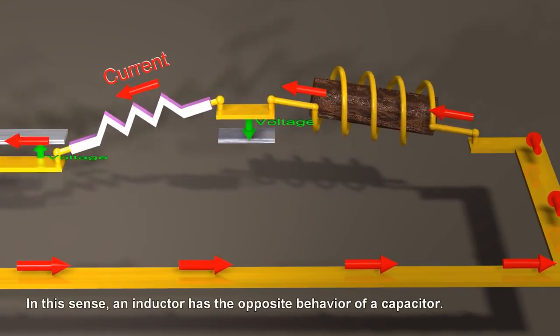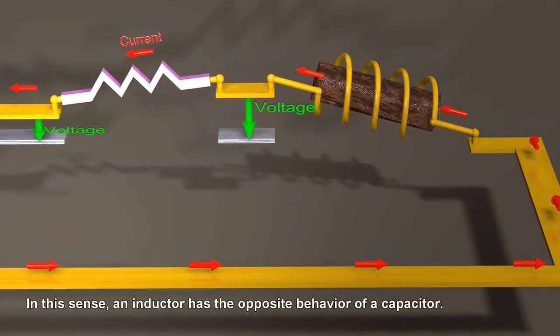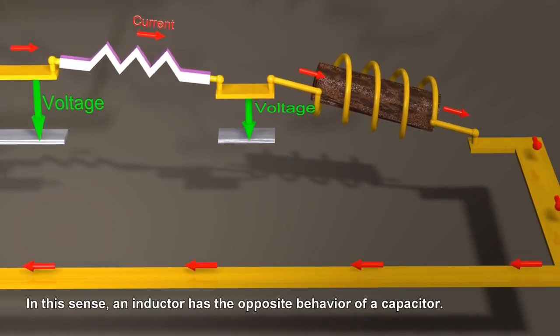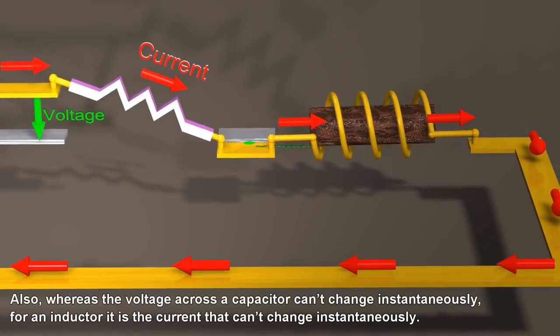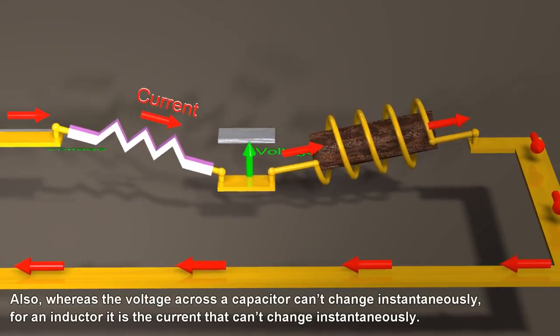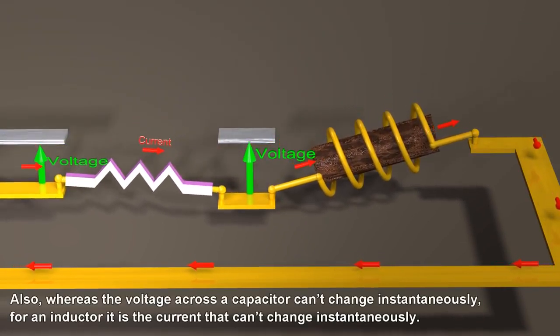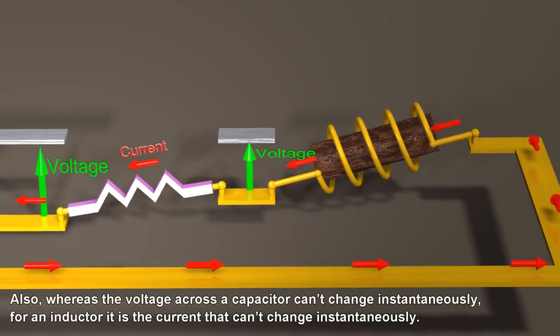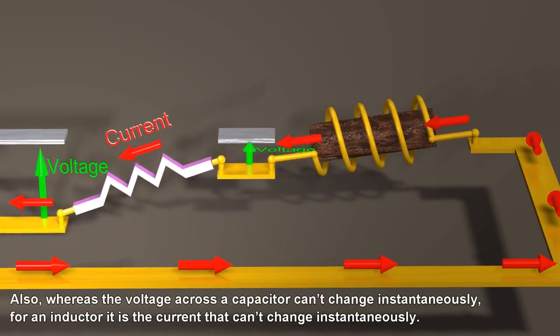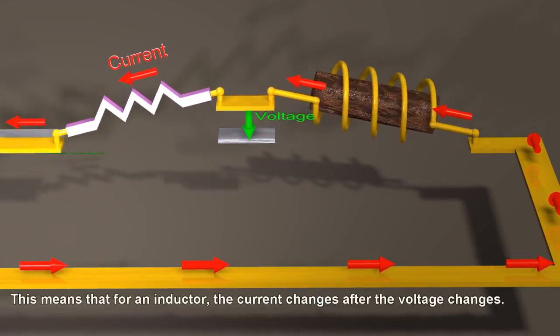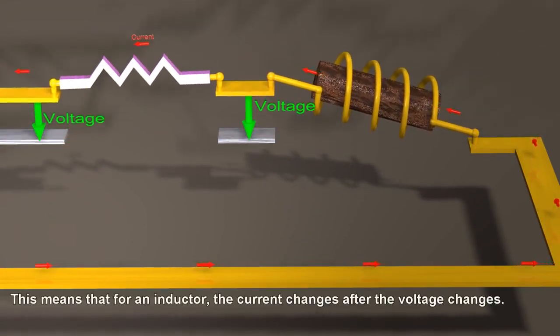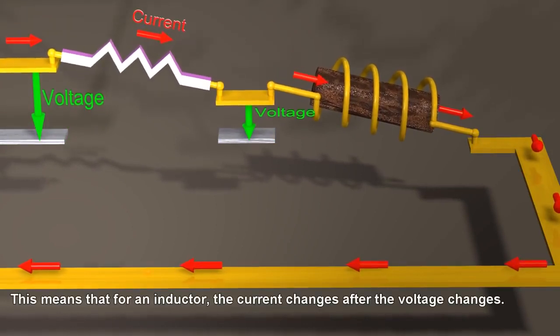In this sense, an inductor has the opposite behavior of a capacitor. Also, whereas the voltage across a capacitor can't change instantaneously, for an inductor, it is the current that can't change instantaneously. This means that for an inductor, the current changes after the voltage changes.